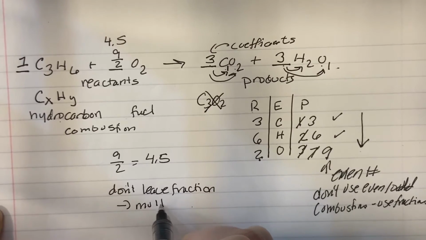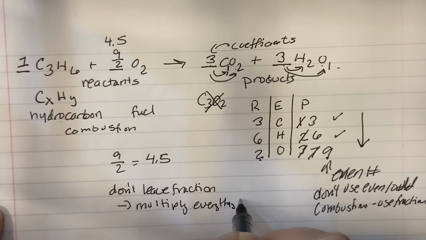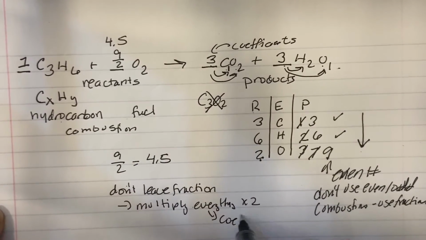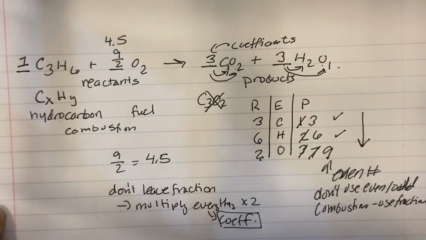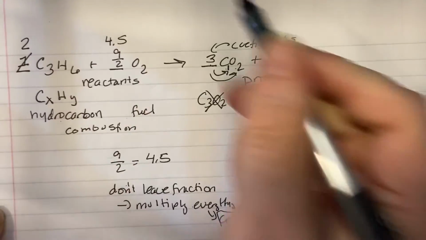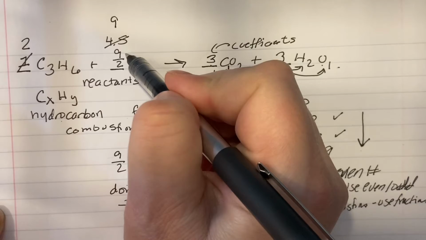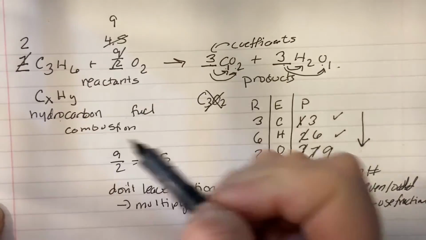Multiply everything by 2. When I say everything, I mean every coefficient, because remember, the only thing I can change is the coefficient. So when I say everything, it has to be the only things that I can manipulate, which are the coefficients. So 1 times 2 is 2. 4.5 times 2 is 9, or 9 halves times 2 is 9. Either way that is comfortable for you to write.